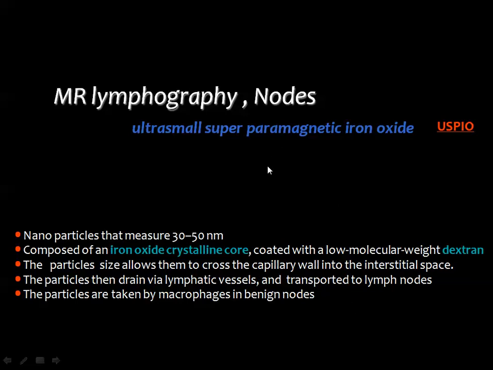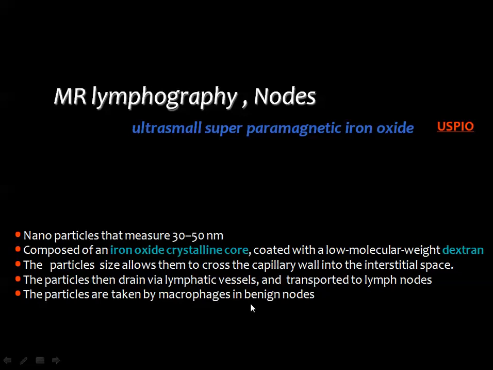ultra small superparamagnetic iron oxide, or USPIO, or SPIO without ultra small. And these are nanoparticles injected intravenously. They are composed of an iron oxide core and covered by dextran, and these particles can go through the lymphatic vessels and are deposited into the lymph nodes, and they are usually taken up by the macrophages in benign nodes.